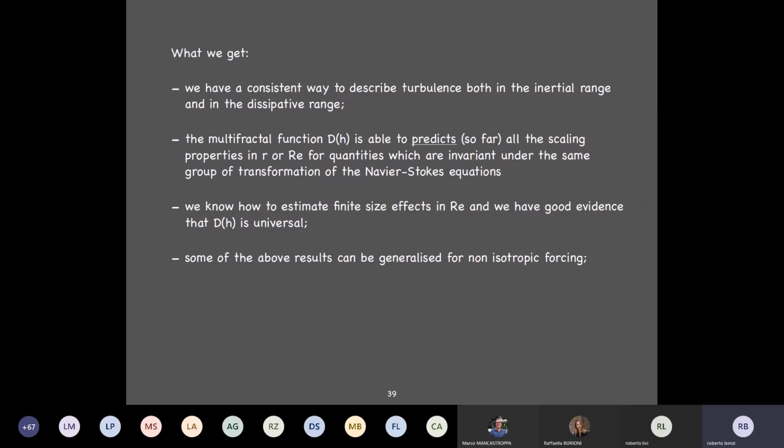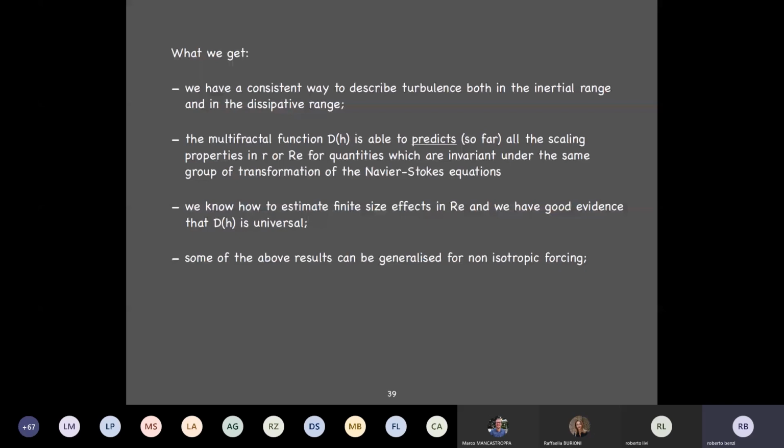We have a reasonably good way to estimate finite size effects at any Reynolds number, and by this estimation we can also take quantitative information to measure the anomalous part of the system, and by this we have reasonable evidence that d of h is universal. And some, not all, of these results can be generalized for non-isotropic forcing. So we obtained something which I think is rather non-trivial.